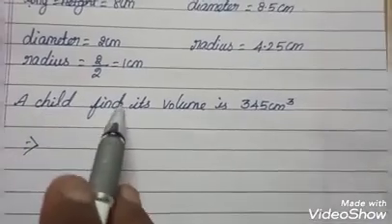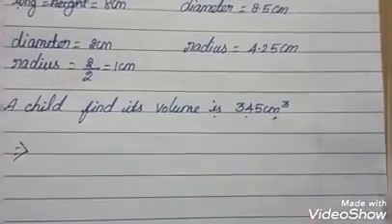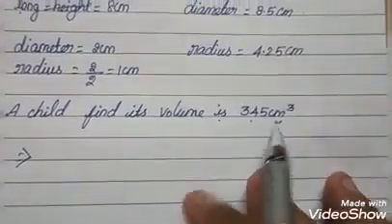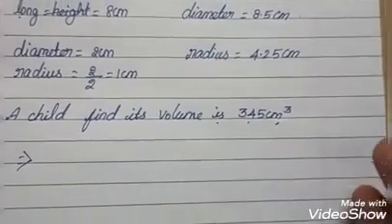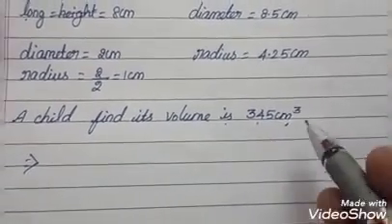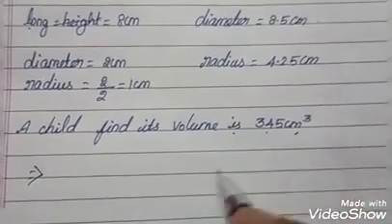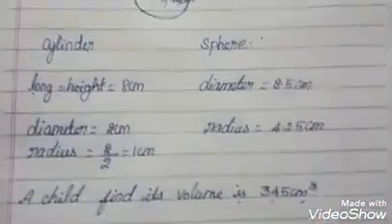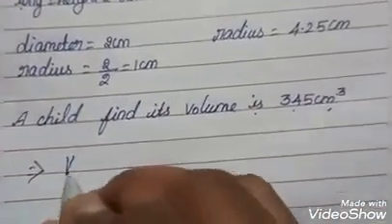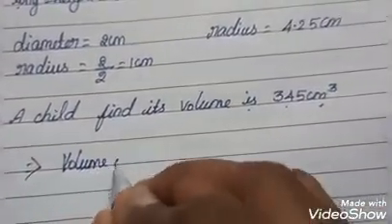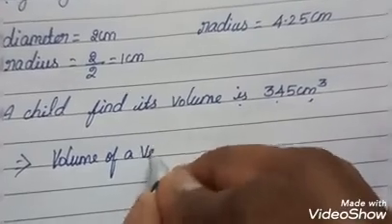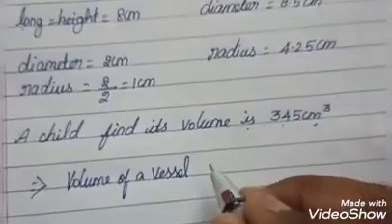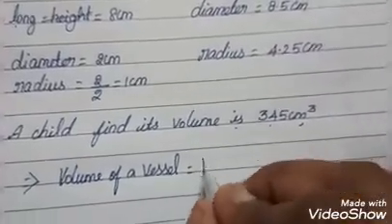Already a child found its volume as 345. We need to recheck whether it is correct or wrong. So we have to state the result, which is right or wrong. What we need to find out is the volume of a vessel.